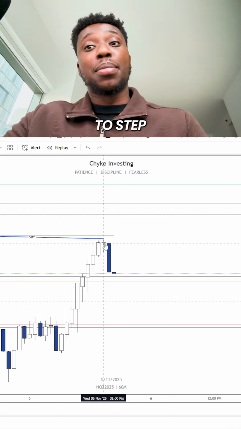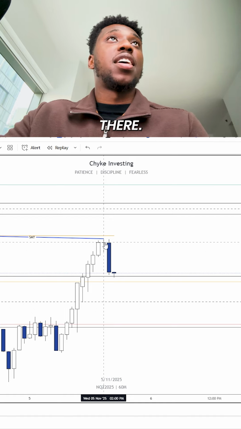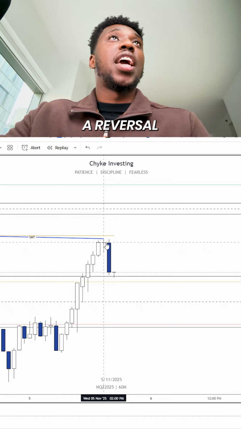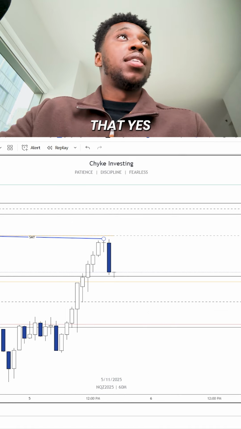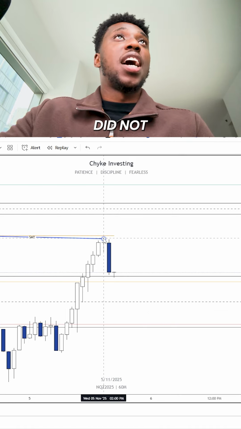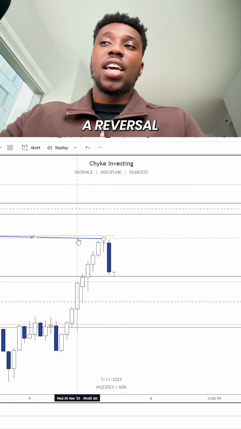I'm going to skip to step 3 here actually, because it makes sense to talk about it now. Time of day, making sure that that's there. We are likely to see a reversal after a large rise all day. Couple that with the fact that ES took out this high and NQ did not, and it's the right time of day to see that reversal, means that you can be likely to see a reversal.